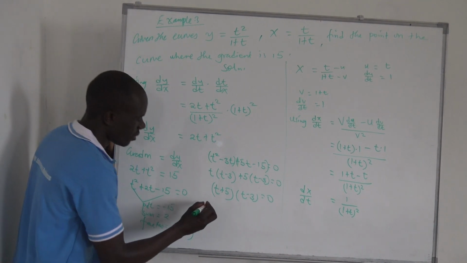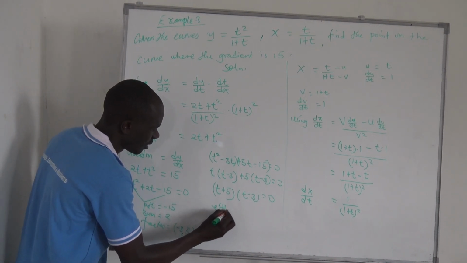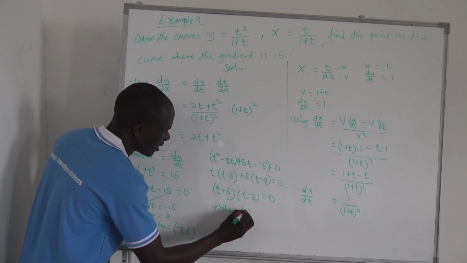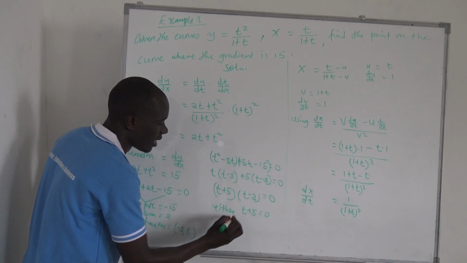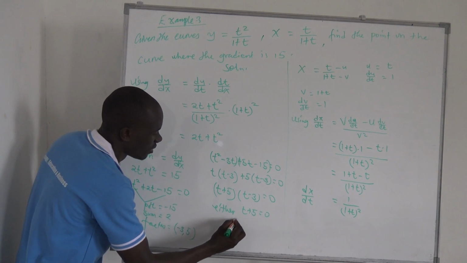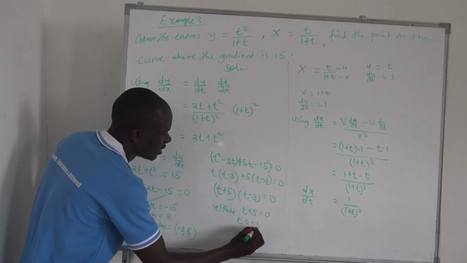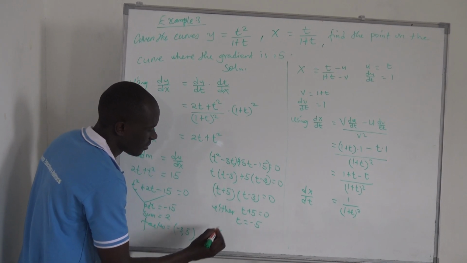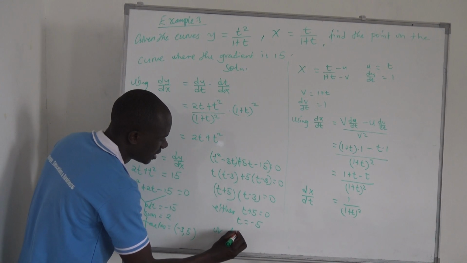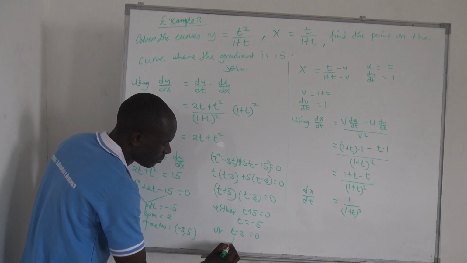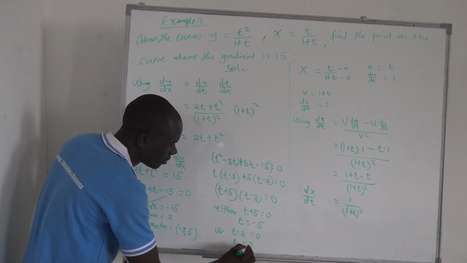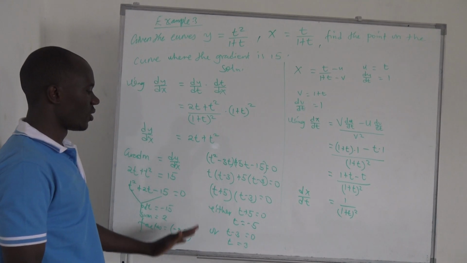We say either t plus 5 equals 0. This is a positive; when it crosses, it becomes a negative. So we have already got t equals negative 5. Or we have got t minus 3 equals 0. This one, when it crosses, becomes a positive. So I've got t equals 3. We have already got two values of t.